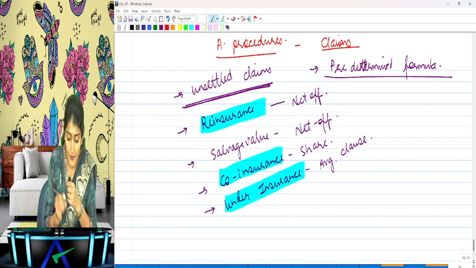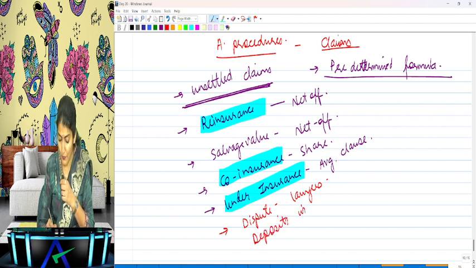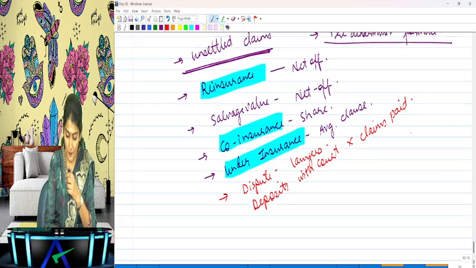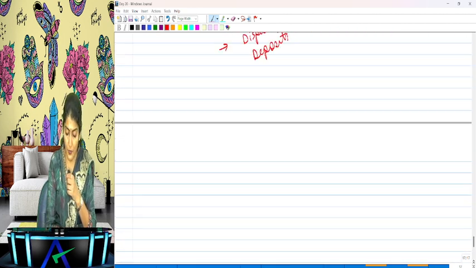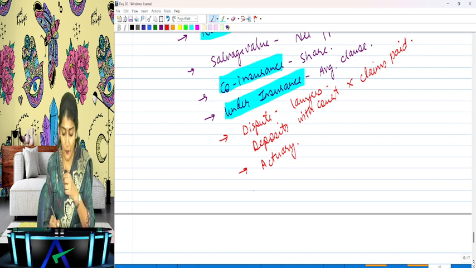Right. Then sometimes there could be a dispute regarding the amount of the insurance to be paid. So in that case, you can have a discussion with the lawyers. Then there could be amounts which are deposited with the court. Amounts which are deposited with the court should not be considered as claims paid, right? Then again, this claim provision could have been done by an actuary. So again, you need to check the certificate which has been received from the actuary.